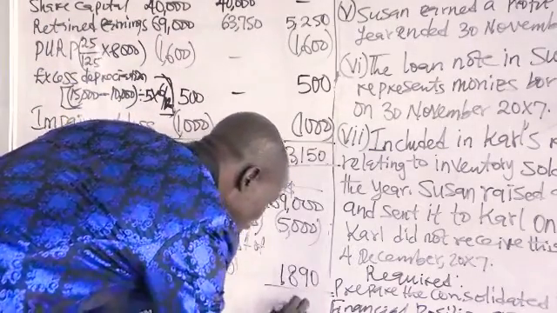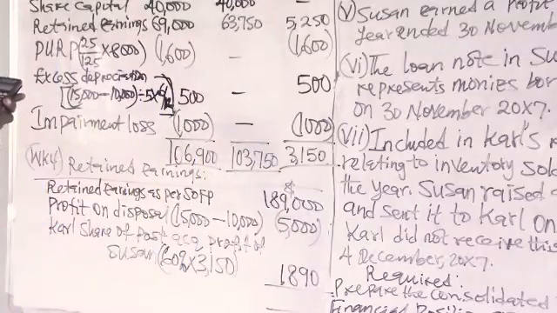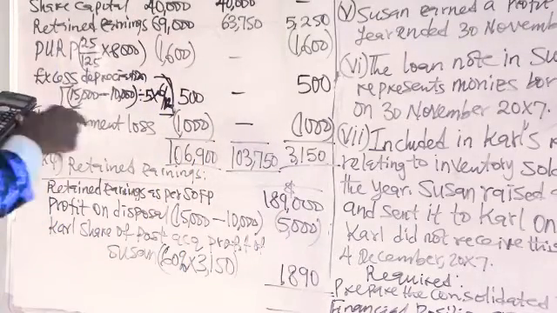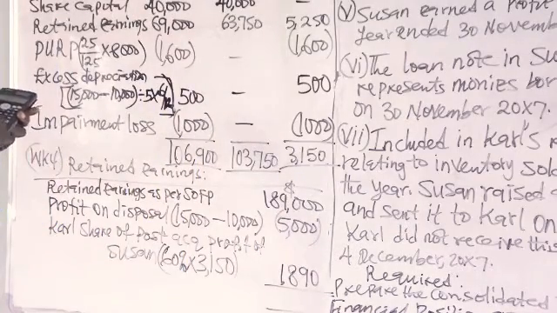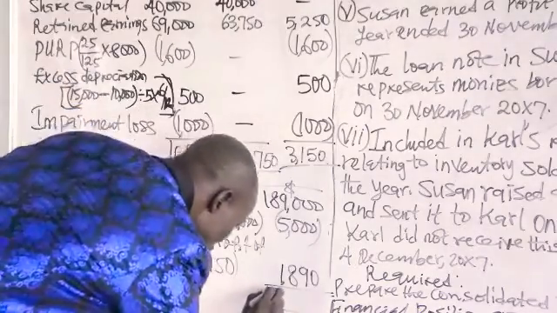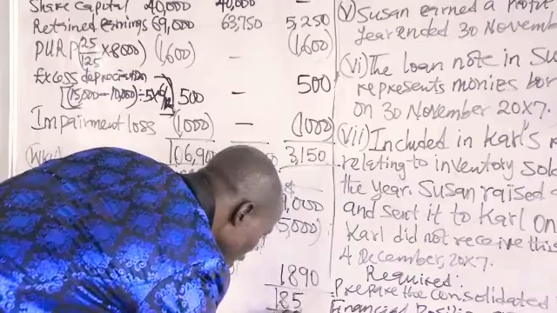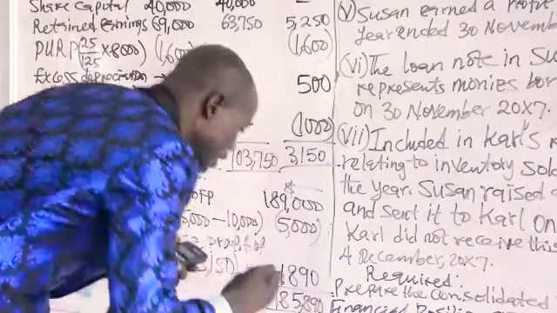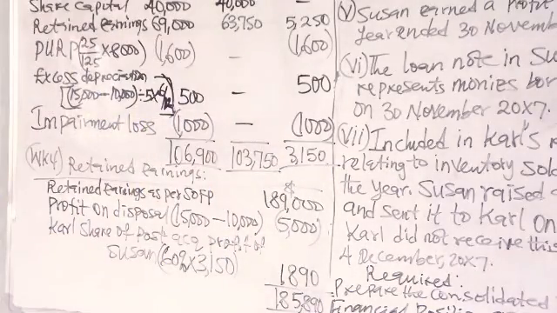Then you cast. So you less the 5,000 and you add 1,890 to 189,000, and that will give us 185,890. This is the consolidated retained earnings.